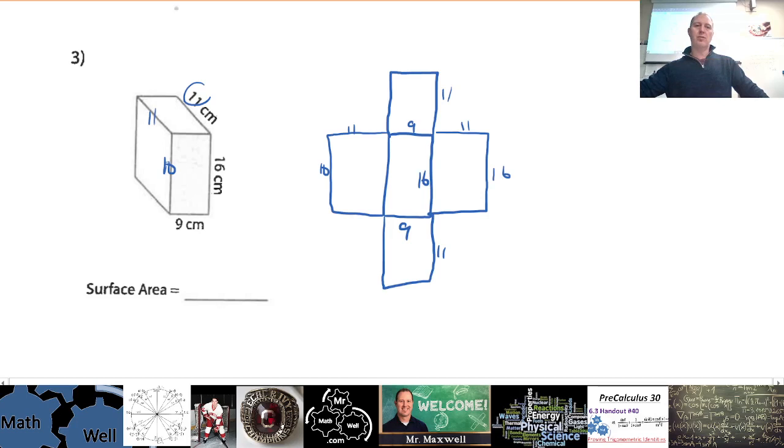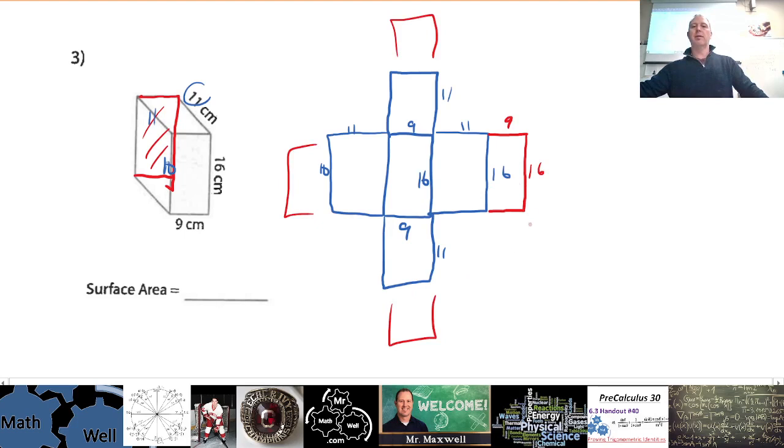So I'm actually going to, watch this. The back side here, I'm going to stick it over here on the side because that'll work too. And that's going to be 9 by, we already have that 16 there where it's attached to, so 9 by 16. So you can attach the back side on the top here, on the side here, on the bottom here, or over here, whichever way you want.